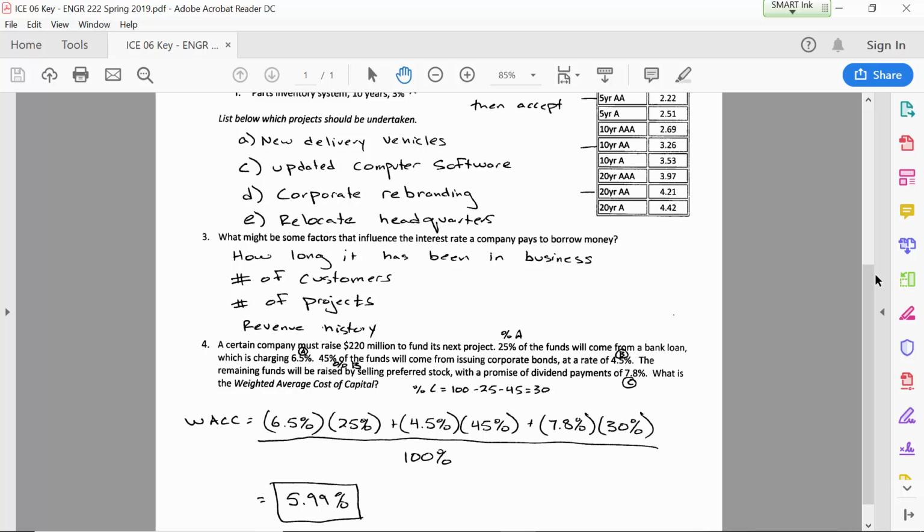Okay, well, we are out of time for today. 5.99% is what you should get for that fourth problem. Maybe write it down in the margin in case you weren't able to do all the calculations quite yet. Of course, this solution is on the recording.